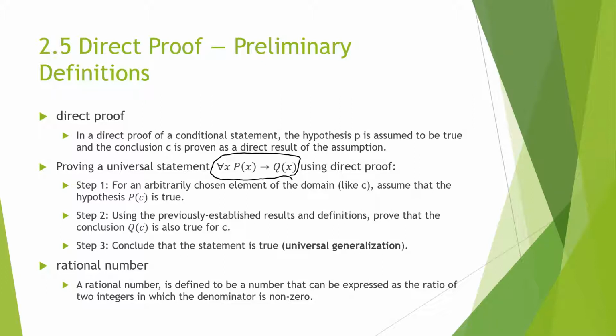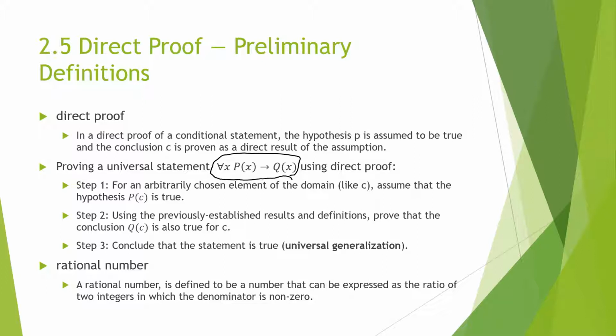So in order to provide some examples of direct proof, let's first define a rational number. A rational number is defined to be a number that can be expressed as the ratio of two integers in which the denominator is non-zero. In other words, a rational number is a quotient of two integers for which the bottom, the denominator, cannot be zero. For example, 3 divided by 4 or 5 divided by 7.